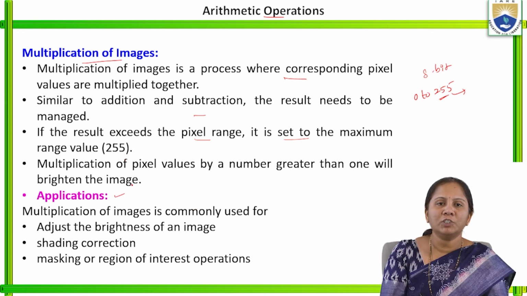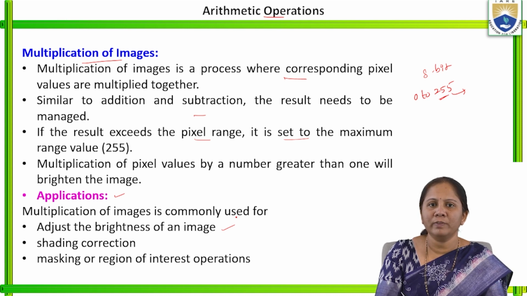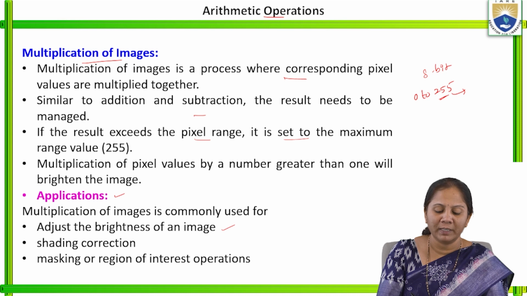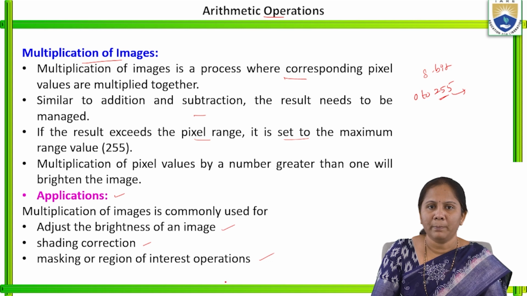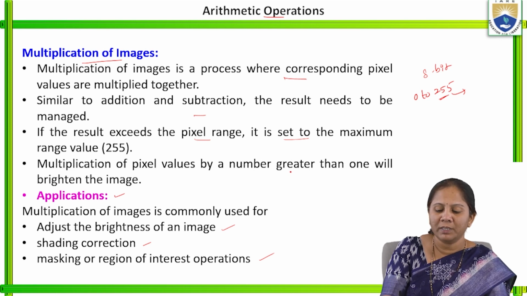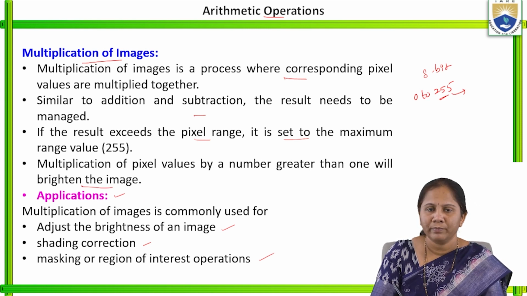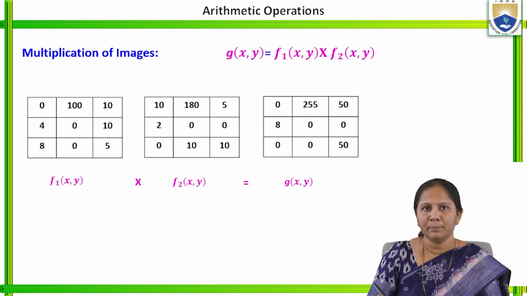Now, in which applications can we use this multiplication operation? Whenever we are going to adjust the brightness of the image, we can apply multiplication of images. And for shading correction and masking or region of interest operations, that means if we are going to concentrate only on a particular part of the image, we can use multiplication of images. If you perform multiplication on images, it is going to brighten the image, which we can see in the example also.